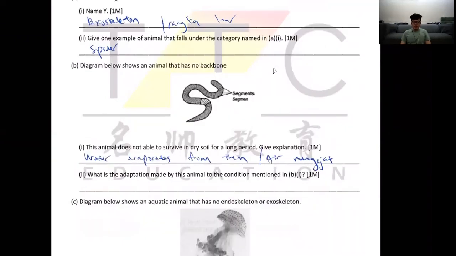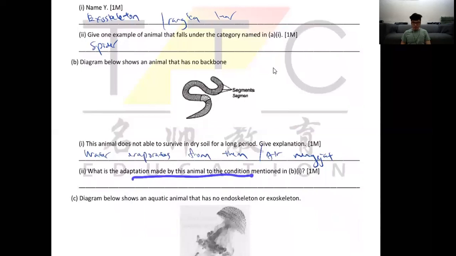So how do they survive? What adaptations made by this animal to the condition mentioned in B1? So how do they handle this problem? This is why earthworms, they stay in wet soil. Okay, berada dalam tanah lembab. You don't see earthworm in dry soil. Those yellow color dry soil, you don't see earthworm there. Whenever there's earthworm, you know this is organic soil. This is like compost. You have dead animals down there. They can just break down the stuff. So that's your earthworm.